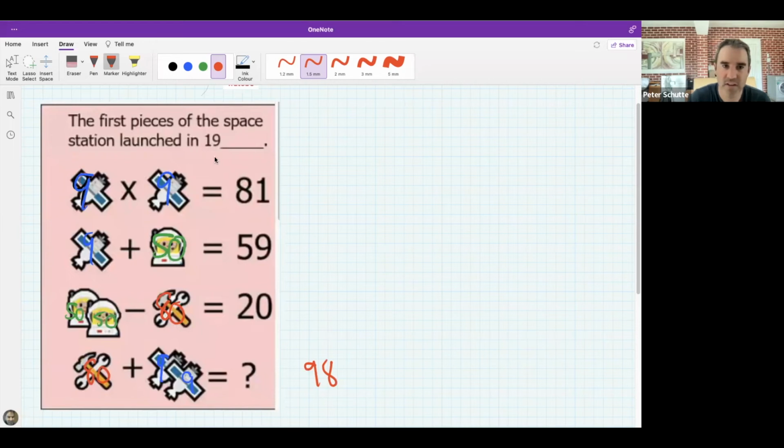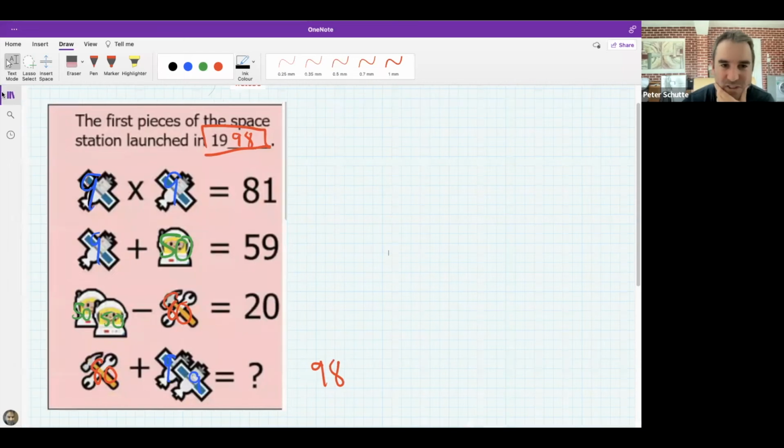Well done, guys. 1998, it says the first piece of the space station was launched in 1998. I did not know that. That's quite recent. Yeah, I didn't know it either. Well done to Awami and Ratabile and Alita. You guys did really well. And a whole bunch of other people smashed that question. Well done. It was kind of fun. I like these novelty NASA questions.